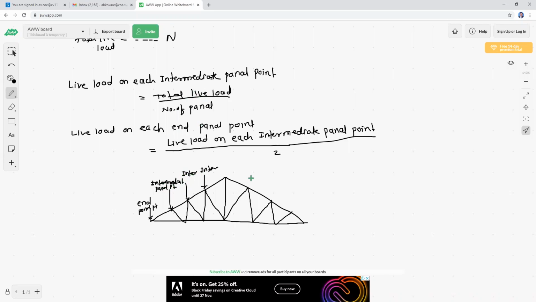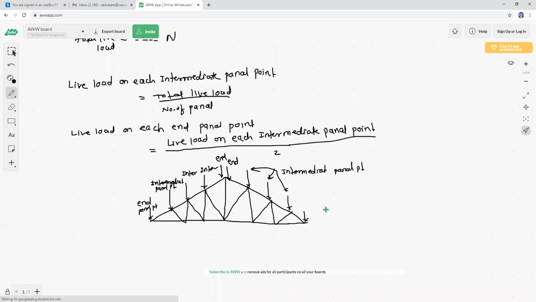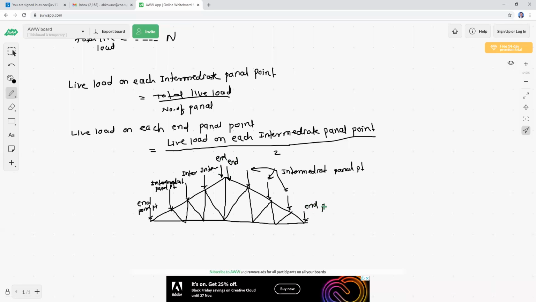So similarly, the right side will be the same. Again, these are the 3 intermediate panel points. And here again 2 purlins are there. So here these are again end panel points. This is the end panel.